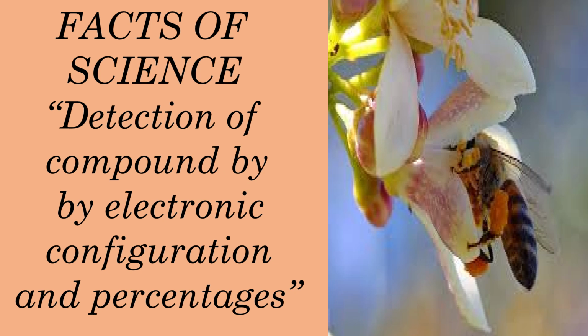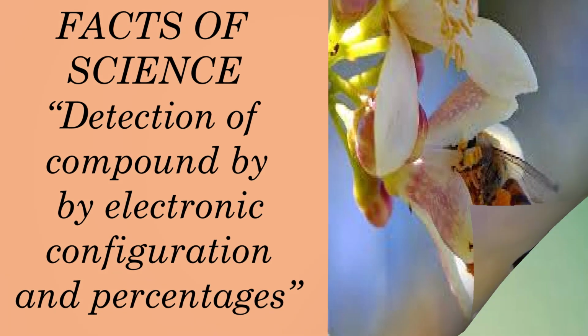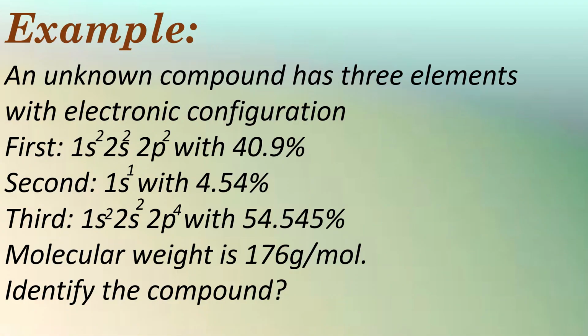In this video, I will tell you how to detect a compound if electronic configuration and percentages of atoms in a compound are known. Example: an unknown compound has three elements with electronic configuration. We have an unknown compound. We don't know what is the molecular formula of the compound. It has three elements. Electronic configuration of each element is given.